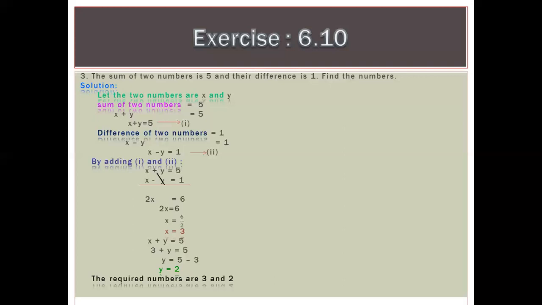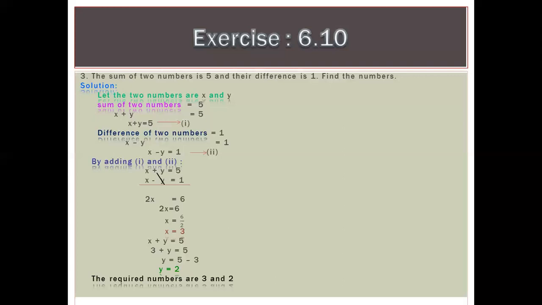2x is equal to 6. 2 is multiplied here with x. When we shift 2 to the other side, we divide 6 by 2. So our answer will be 6 divided by 2, which is 3. The value of x is 3.